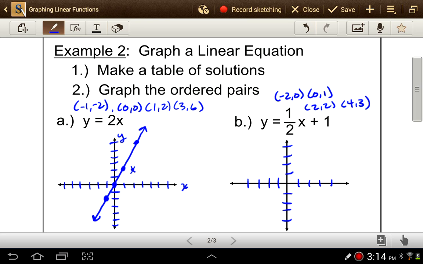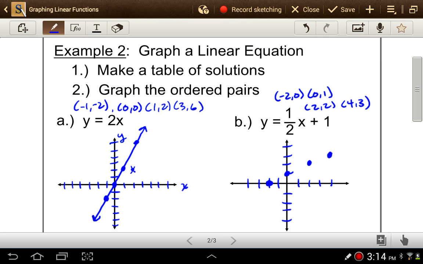And each dot doesn't always have to be worth 1 or each tick mark. You can make them worth 2, 3, 4, 5 if you need to, if your numbers are larger. Okay, so I'm going to graph these. So I get -2, 0. So that's going to go right here. Then I'm going to get 0, 1. And I get 2, 2. And I'm going to get 4, 3.